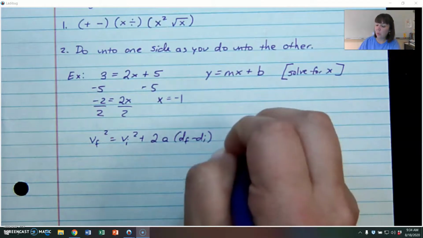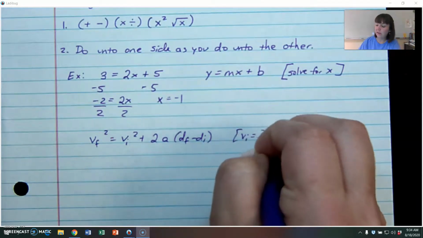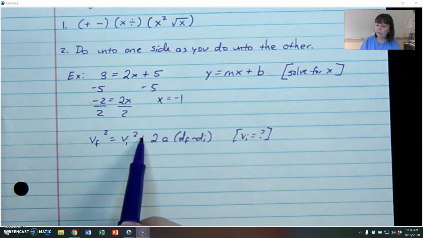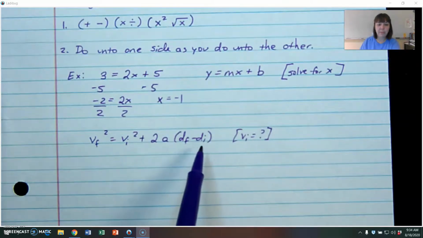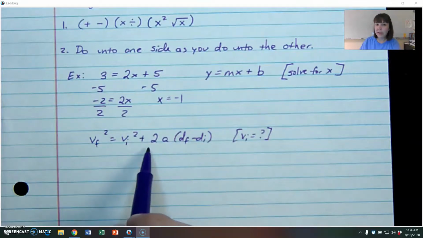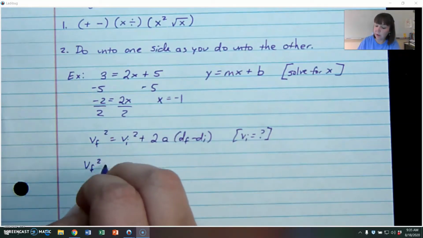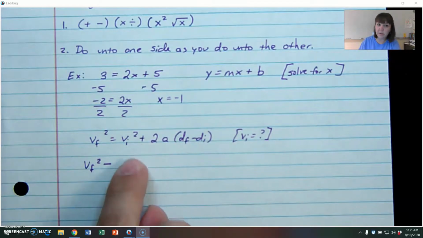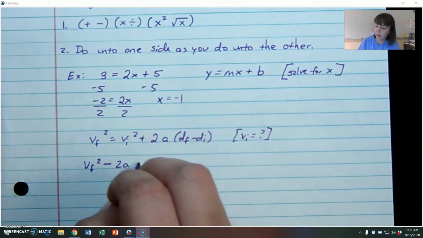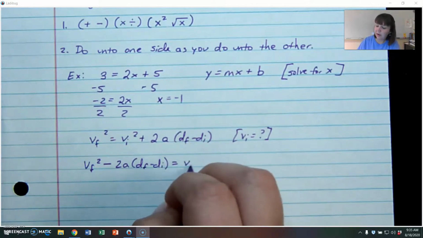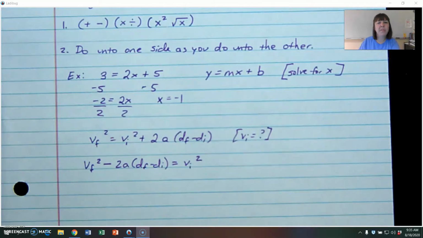Let's say we want to find what was our initial velocity. You knew I was going to do that, huh? How do we get the initial velocity all by itself? Well, just like above, we have this plus 2ad. We can actually use this as a big old unit and pull this over to the other side. So we can do vf squared minus, because we've got plus, so we need to do the opposite, minus 2a times df minus di, equals vi squared, okay?